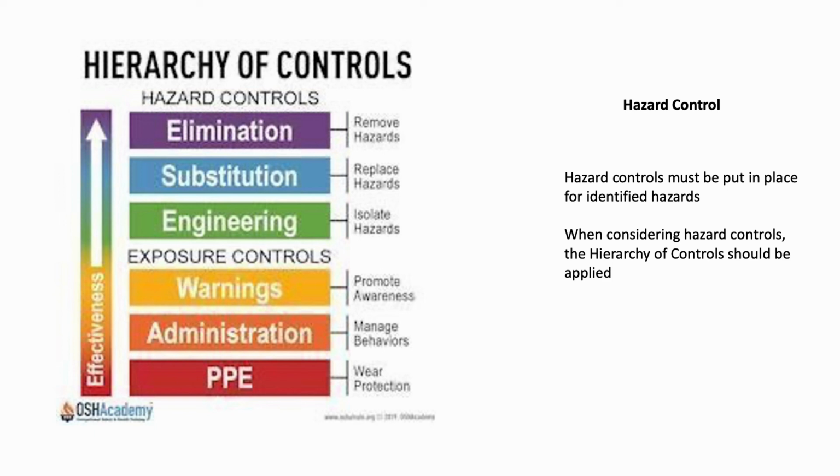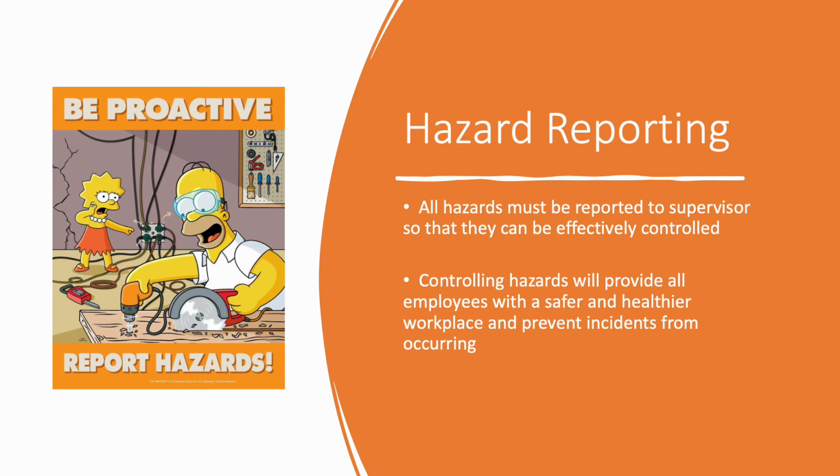Hazard control. Hazard controls must be put in place for identified hazards. When considering hazard controls, the hierarchy of controls should be applied. Hazard reporting. All hazards must be reported to a supervisor so that they can be effectively controlled. Controlling hazards will provide all employees with a safer and healthier workplace and prevent accidents and incidents from occurring.